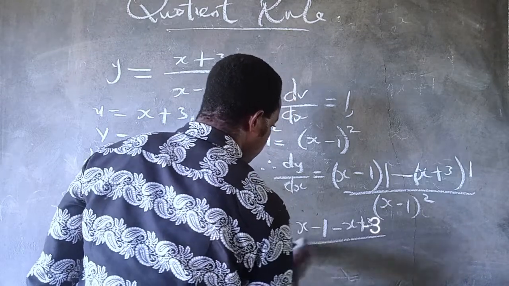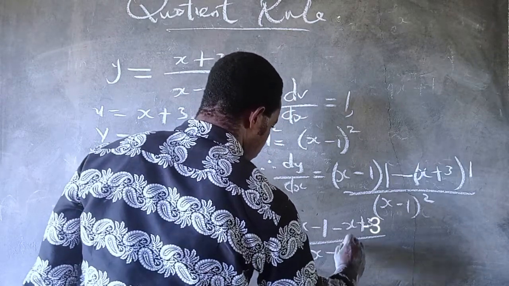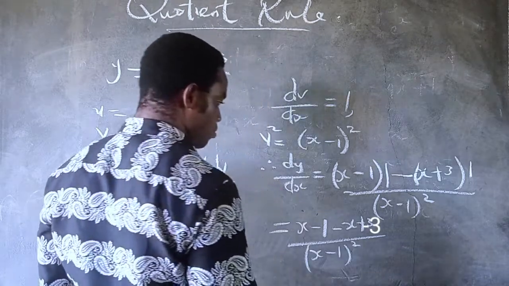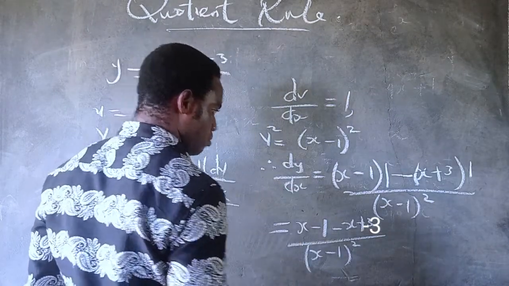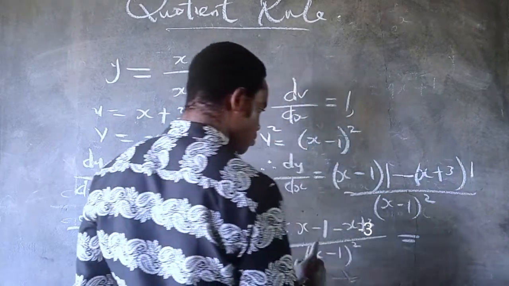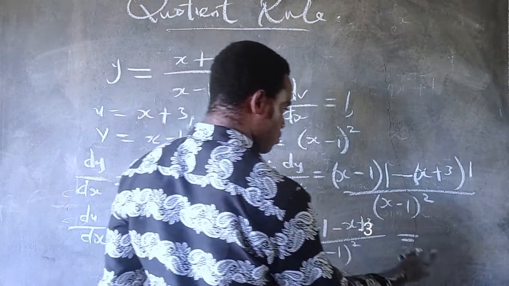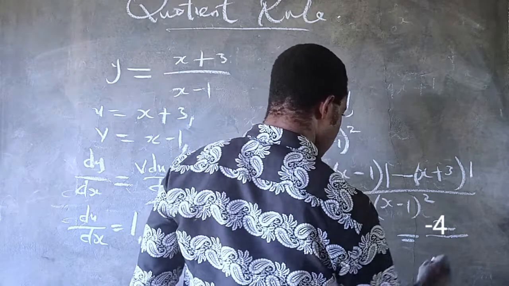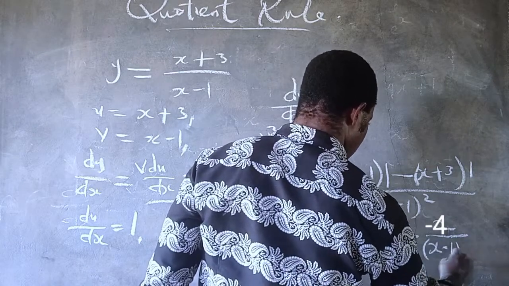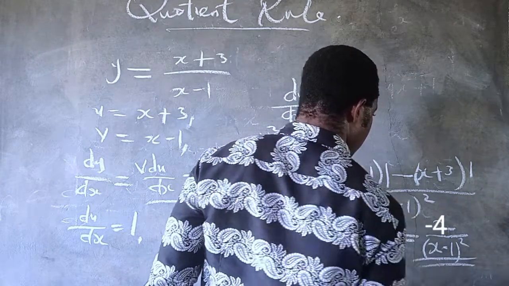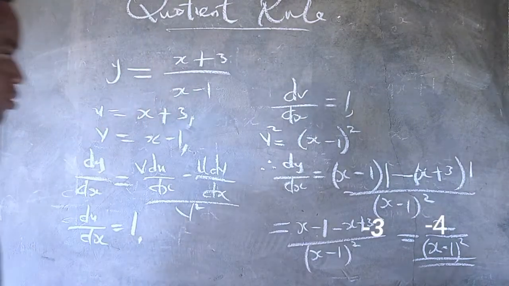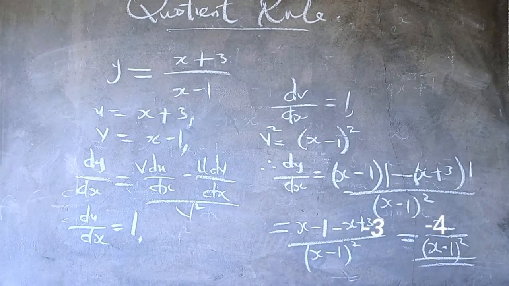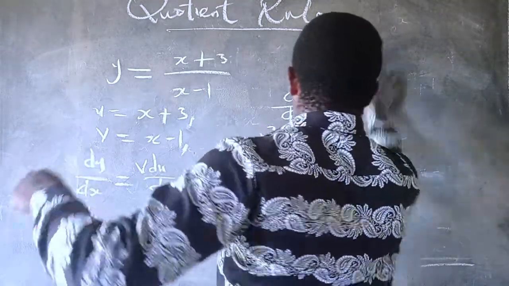If we open the bracket up there, that's what we have. Now we can go on and combine what we have there. x minus x is gone, and minus 1 minus 3 is negative 4. So all over (x minus 1) squared. And there you have it. So that is the derivative of that function.